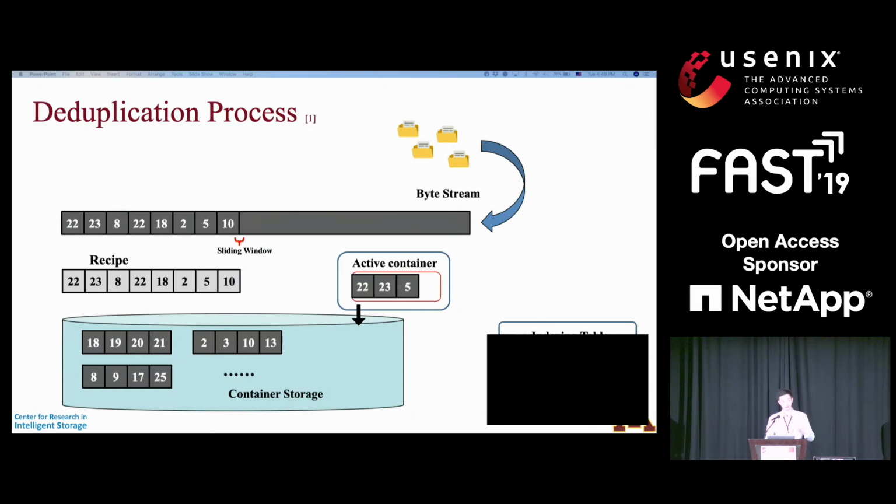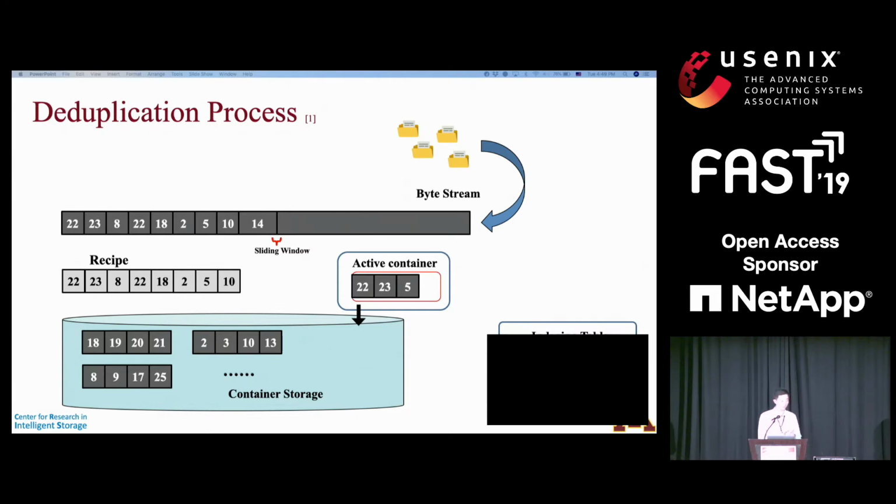For the dedupe process, usually a backup company forms a byte string from a backup or snapshot, and then cuts the byte string into chunks using CDC or a fixed size chunking algorithm. Then you will have the chunk itself. By using a hash function like SHA-1 or MD5, you'll get the chunk ID represented by the fingerprint.